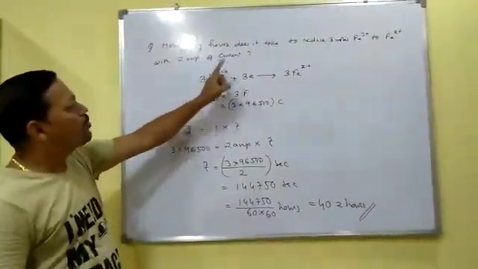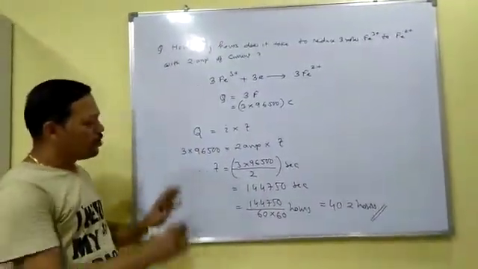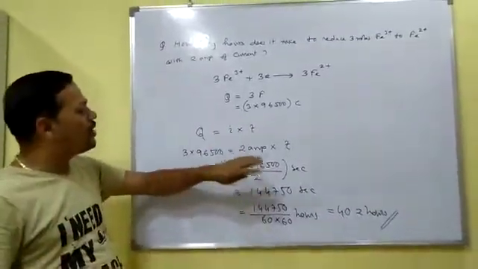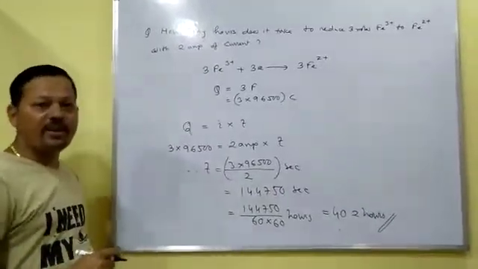3 moles of Fe3+ you have to convert to 3 moles of Fe2+. So this way you can find out the amount of electricity and the time required. Everything you can determine by applying Faraday's law. Thank you.